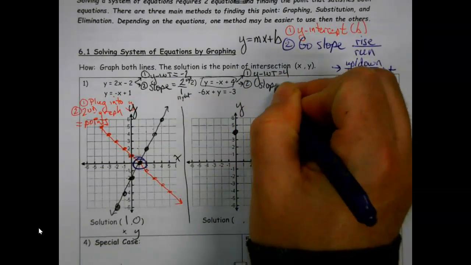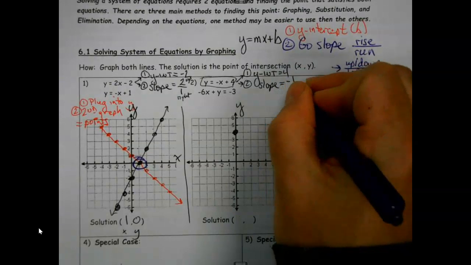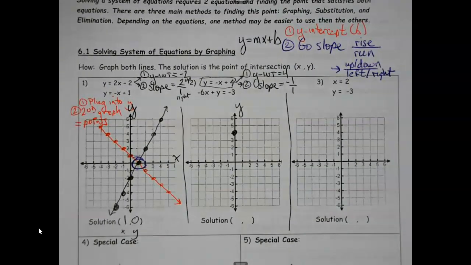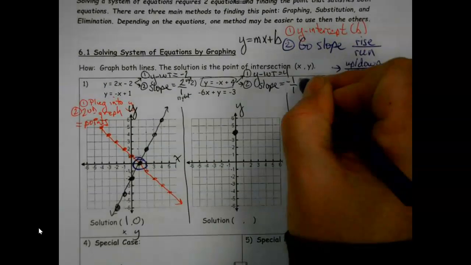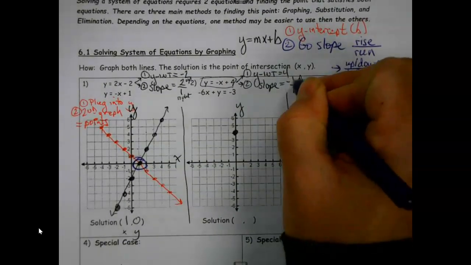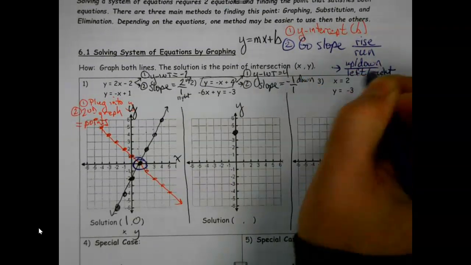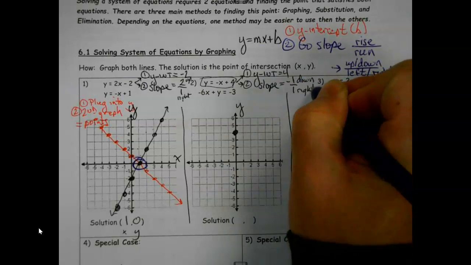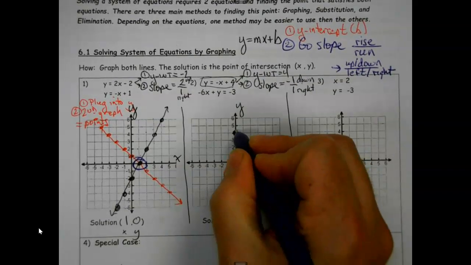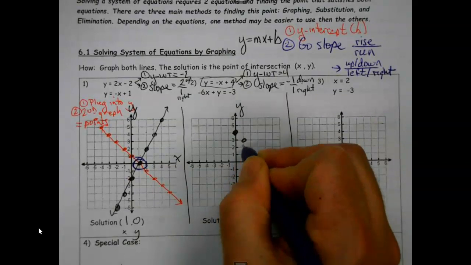My slope is negative 1 over 1. Now, here is an interesting fact. People say, well, the negative's in front, so you put the negative on both numbers, right? No, just one, and you can pick which one you put it on. So I put it on both, and it'd be positive. So that negative 1 means I'm going to go down 1, but the positive 1 down here means I'm going to go right. So down 1, right 1, down 1, right 1.